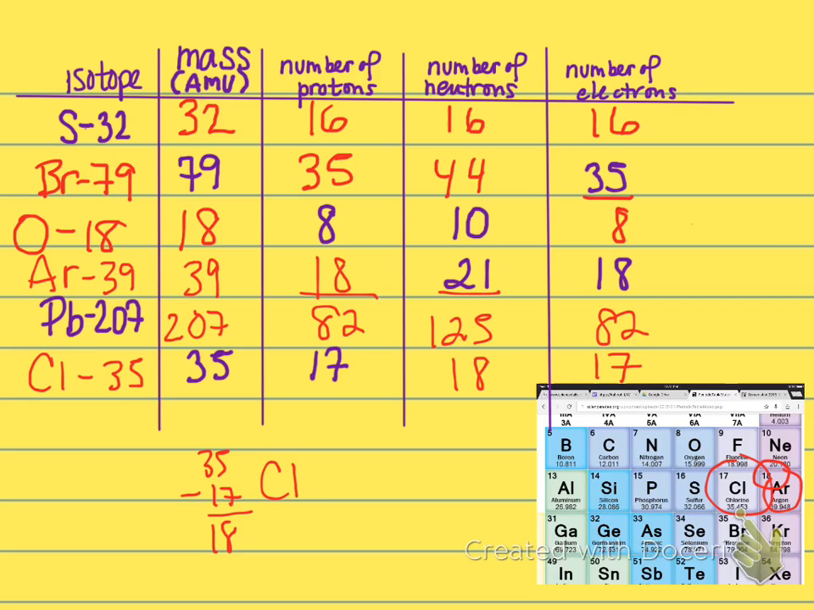That should allow you to easily do the practice sheet, which involves writing isotopes in 3 different formats and completing a table such as this, listing the number of protons, neutrons, electrons, mass, and isotope symbol for any given atom of any isotope.